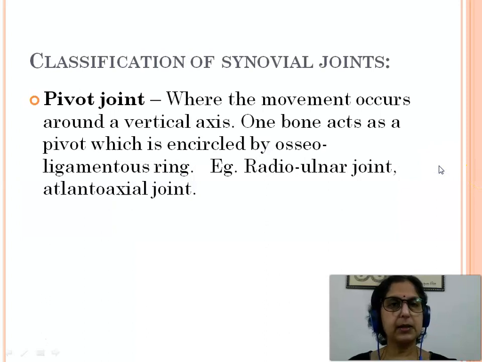The next type of uniaxial joint is the pivot joint, where the movement occurs along a vertical axis. One bone acts as a pivot, which is encircled by an osteoligamentous ring, and the other bone will rotate along the axis formed by the bone. So one bone forms the axis along which the other bone rotates. An example being radioulnar joint and atlantoaxial joint.